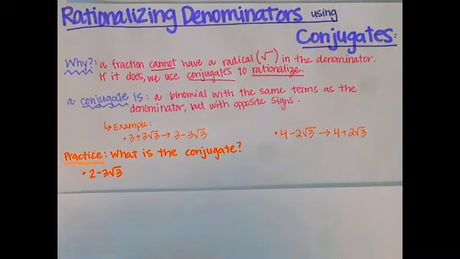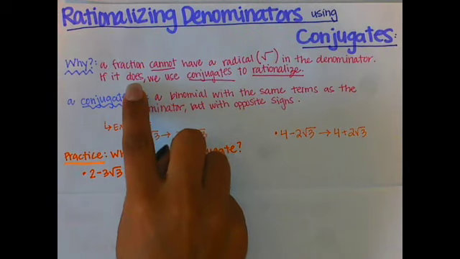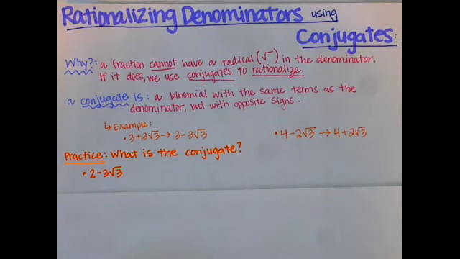Today we're going to be talking about rationalizing denominators using conjugates. So why would we have to rationalize a denominator? Well, a fraction can't have a radical in the denominator, and if it does, we have to use conjugates to rationalize. So let's start off defining what a conjugate is.